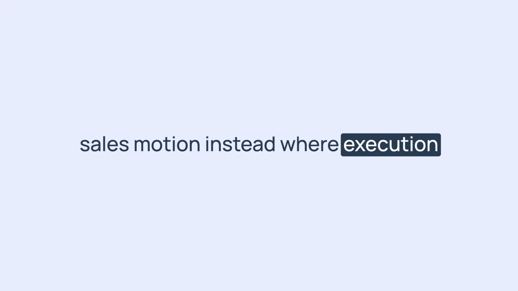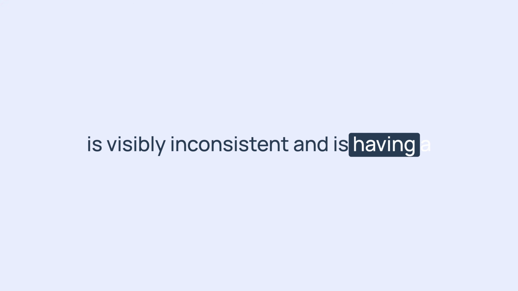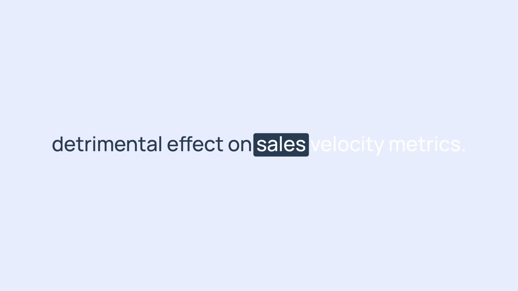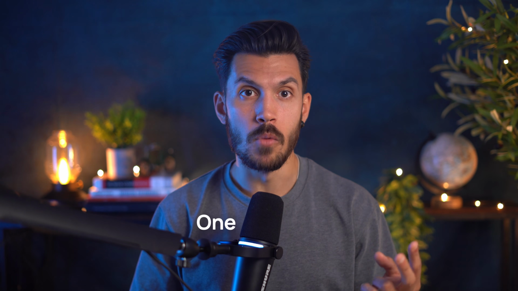So I will start with one part of the sales motion instead, where execution is visibly inconsistent and is having a detrimental effect on sales velocity metrics. So in this case, I'm talking about one stage, one moment, one recurring point of friction. For example, maybe discovery is weak.